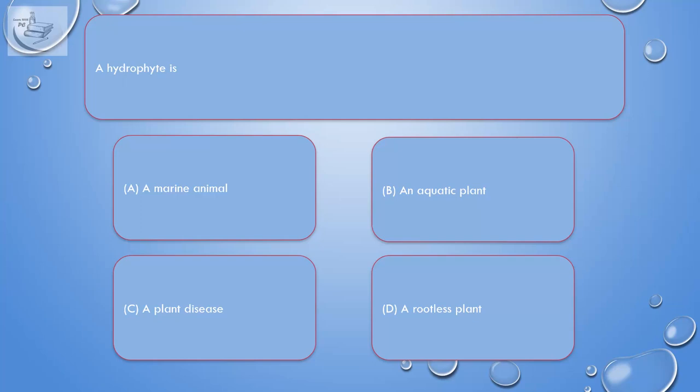Question: A hydrophyte is A. A marine animal, B. An aquatic plant, C. A plant disease, D. A rootless plant. Correct answer is B. An aquatic plant.